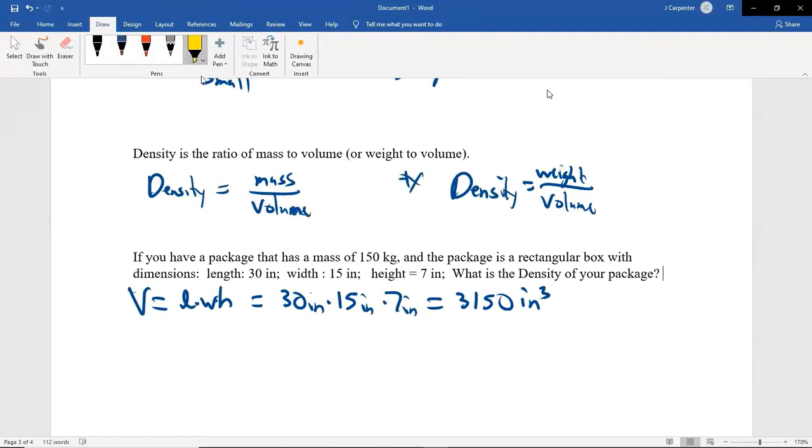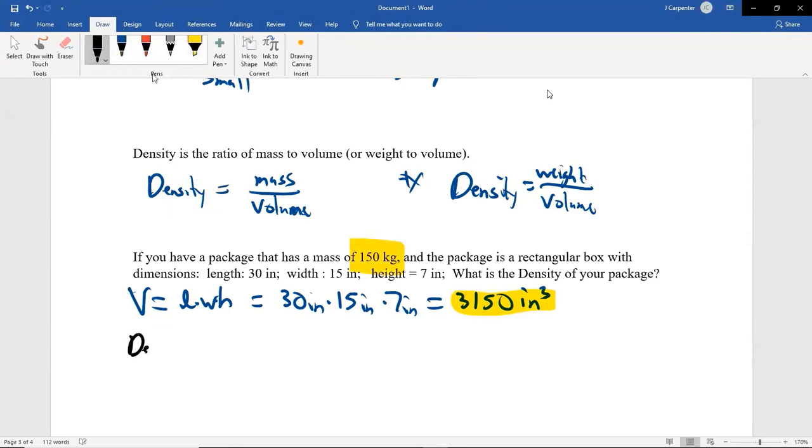So now all we have to do is take the mass, which was the 150 kilograms. Again, some people would call that a weight, and in the real world, no one's going to care that you call it a weight, but technically it's a mass. And we're going to divide 3,150, but we've got to make sure we do it in the right order. Is it mass over volume, or is it volume over mass? You actually have to memorize that. The mass is on the top, the volume is on the bottom. So it's a weight per cubic whatever, or mass per cubic whatever.